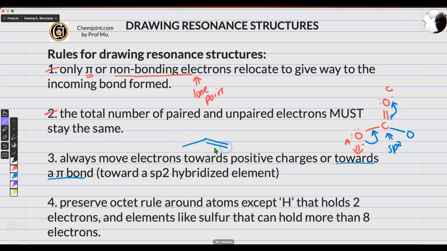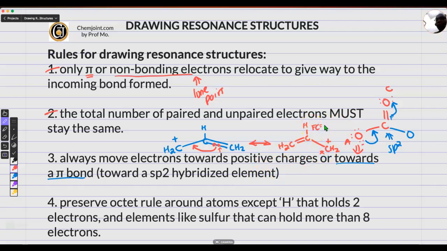Now, what this is saying, always move towards a positive charge, is because of this. Let's say you had a double bond to a carbon, and that carbon is bonded to a positively charged carbon. In this case, I want to move electrons towards the positive charge that way. Now my CH2 will have a double bond, and I'm maintaining my octet state, and then this other CH2 on the right will have a plus charge because it lost one valence electron as the double bond relocated.